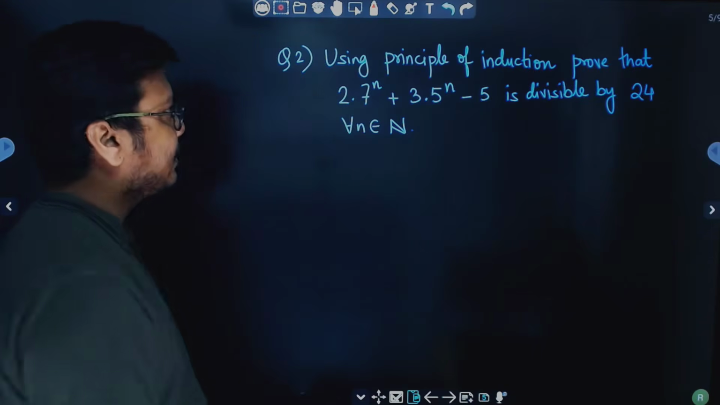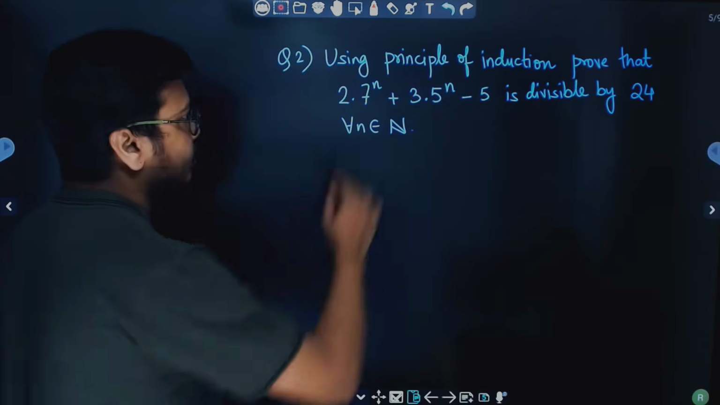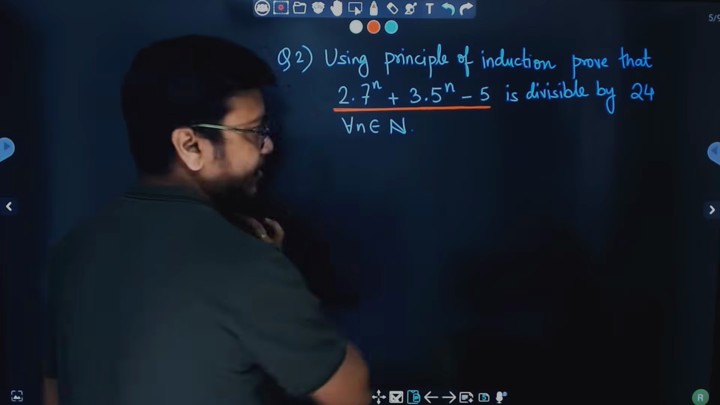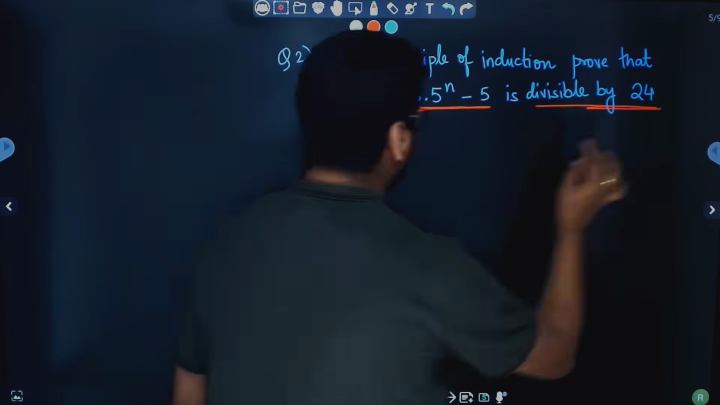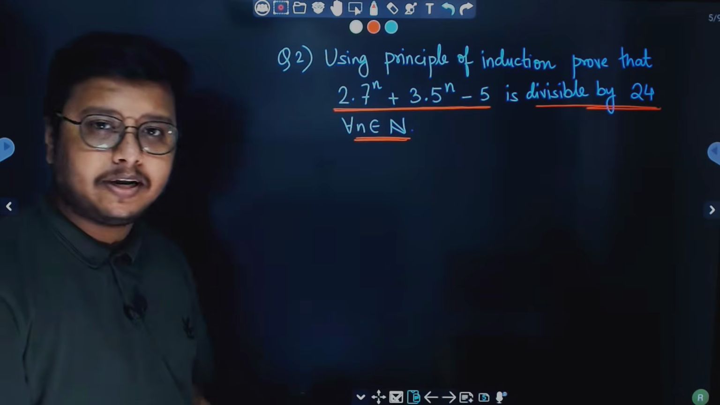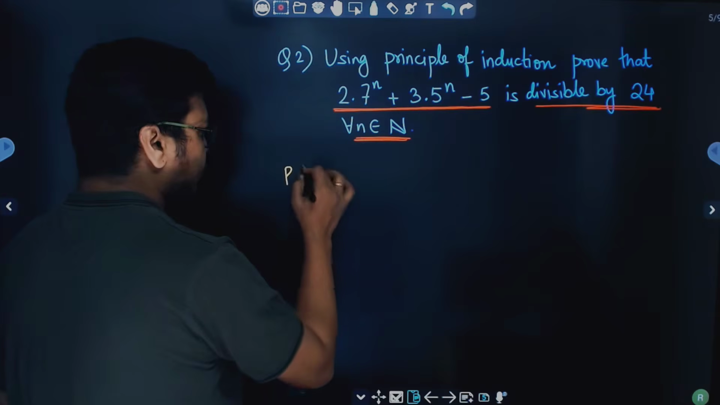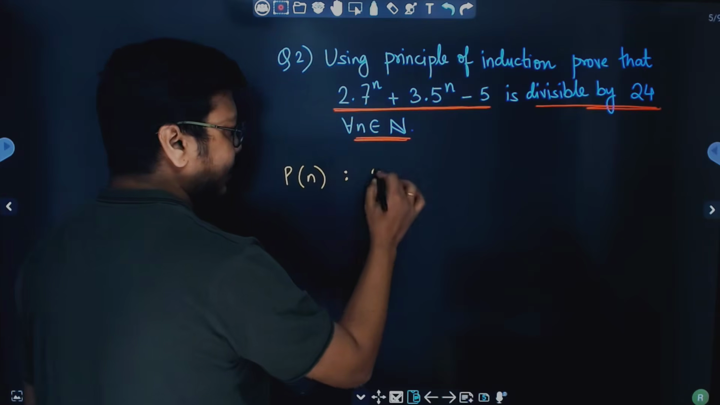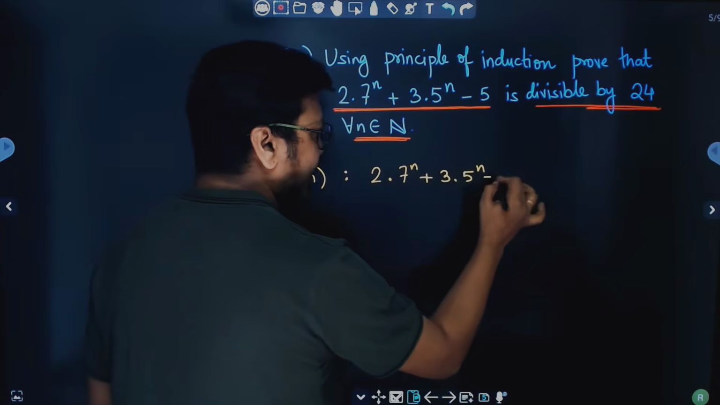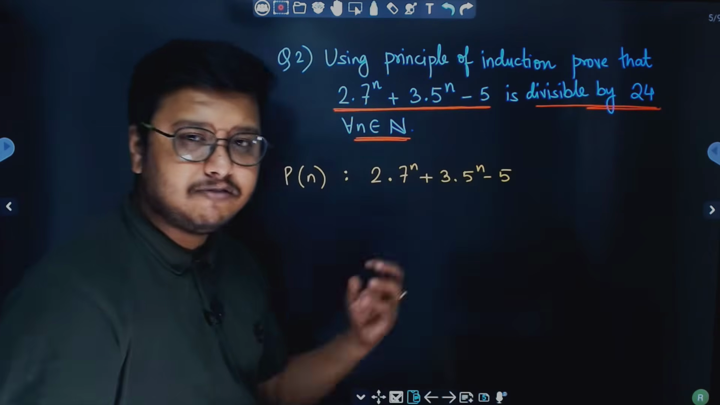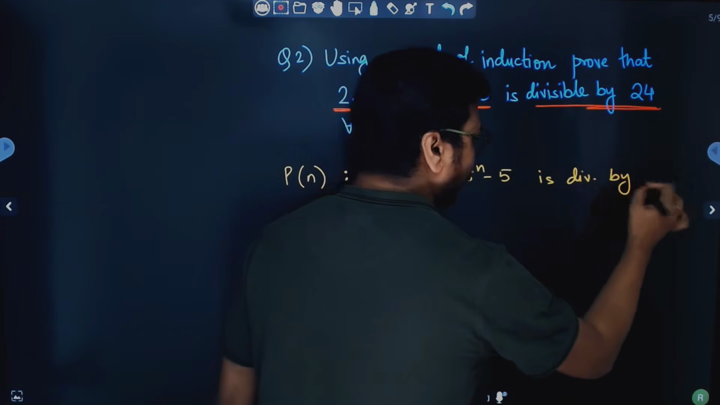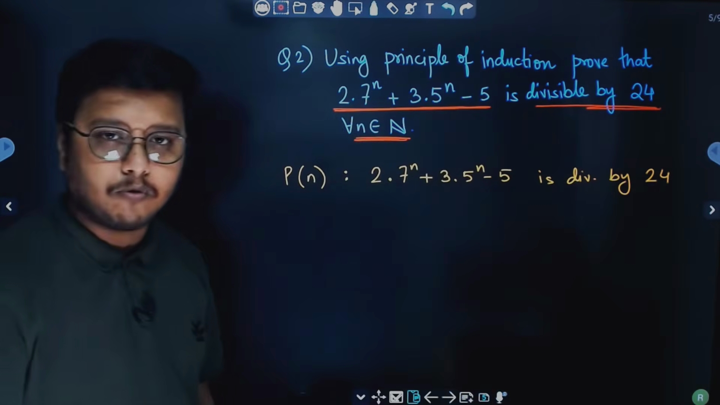So this question is saying that using principle of induction, we need to prove that this mathematical expression is divisible by 24 for every natural number n. Okay, so let's formulate our mathematical statement. So our nth statement is trying to say that 2 times 7 to the power n plus 3 times 5 to the power n minus 5 is divisible by 24, sorry, is divisible by 24.